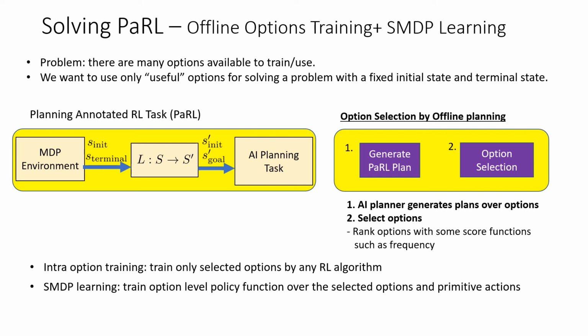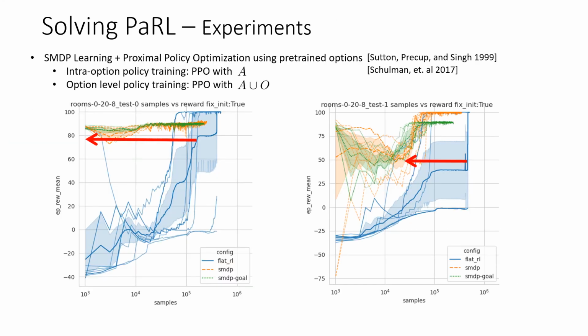Next, we train the option-level policy function based on SMDP learning, where the option-level policy function can take the selected options or primitive actions as its action space. As a representative example, for a 20 by 20 grid, 8-room navigation problem, we can see that the SMDP learning with the options derived from the PARL improves the sample efficiency compared with the flat RL approach, where we fixed the reinforcement learning algorithm to the same PPO here.